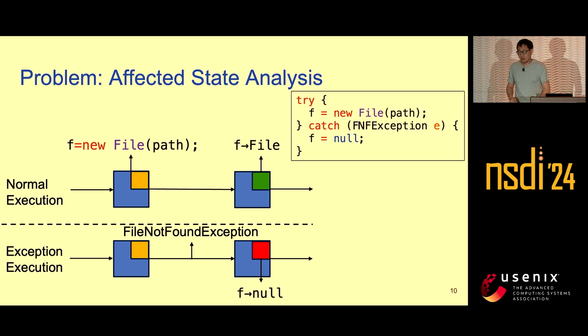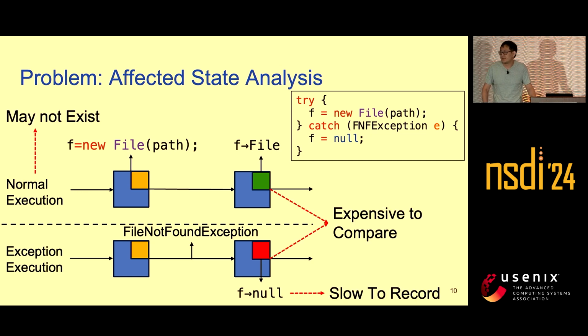As I just mentioned, the goal of affected state analysis is to understand how an exception affects the state of the application. If we go back to our previous example, when the file not found exception happens, the application will assign a null pointer to the file pointer. Otherwise, the application will get a valid file object. This gives us a really good strawman solution. If we have recorded traces of normal execution and of exception execution, we can maybe just compare the memory snapshots to understand which state is affected.